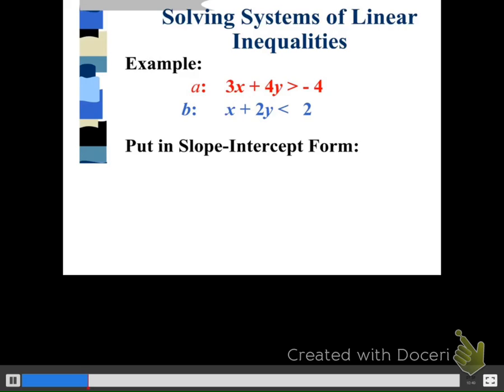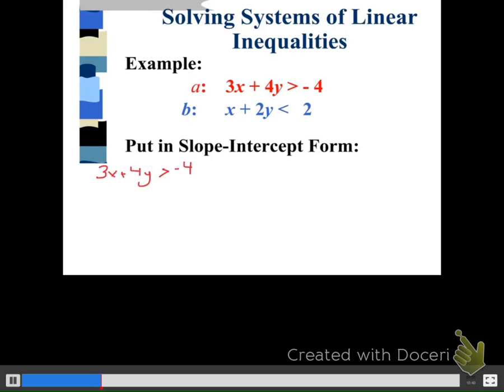I will now show you an example of how to solve a system of linear inequalities. So the first thing we need to do is put these equations in slope-intercept form. So starting with the first one, 3x plus 4y is greater than negative 4.